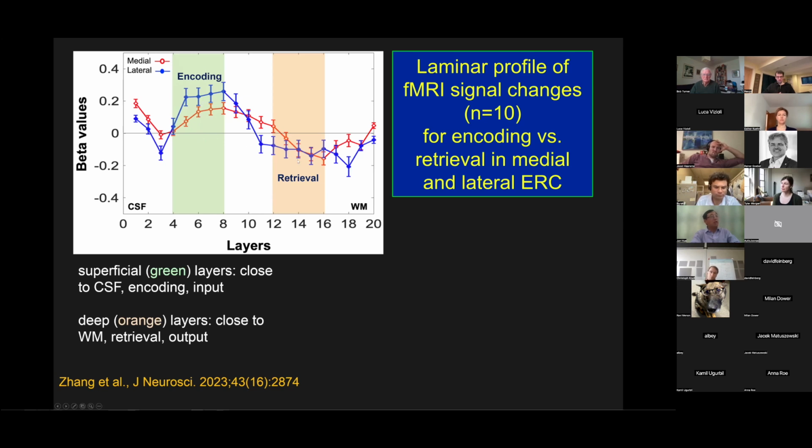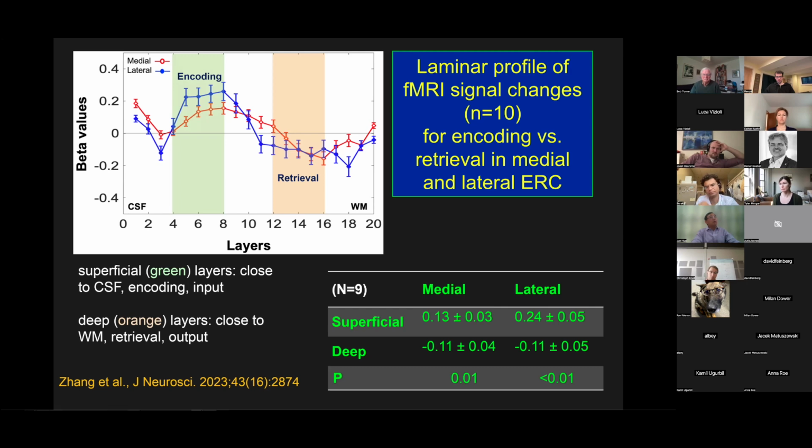And then we see similar retrieval response. It's not negative, it's just the contrast. So retrieval response in the deeper layers in both the medial and the lateral entorhinal cortex.